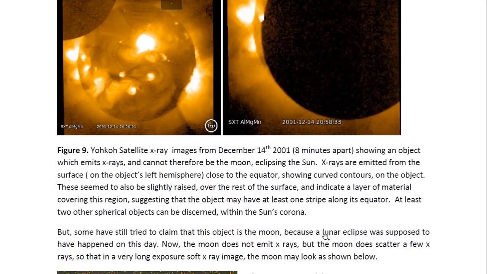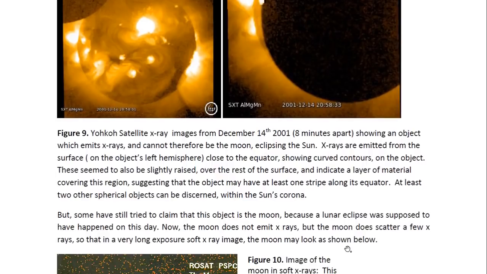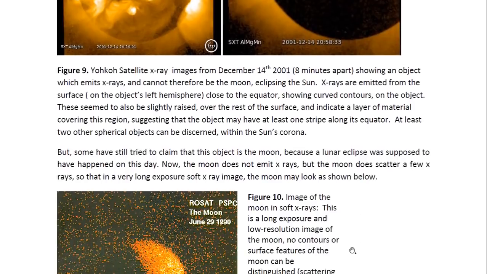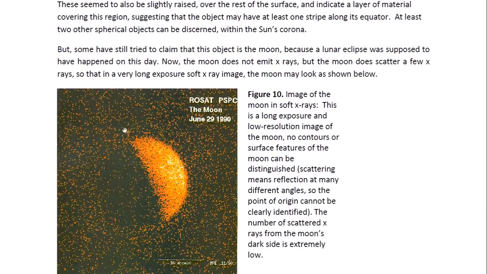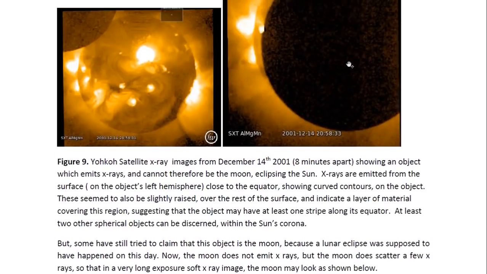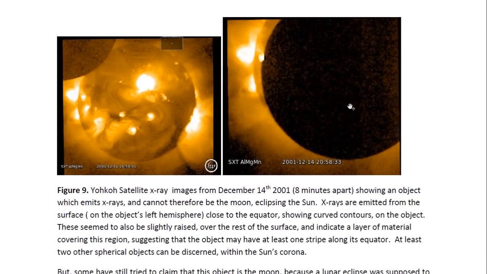But some people have tried to claim that this object is the Moon, because on this day there was supposed to have been a lunar eclipse. Now, the Moon does not emit X-rays, but the Moon does scatter a few X-rays, so that in a very long exposure soft X-ray image, the Moon may look as shown here. And so this is in a very long exposure, and we would of course compare the dark side of the Moon with the object here, because this is the dark side of the object.